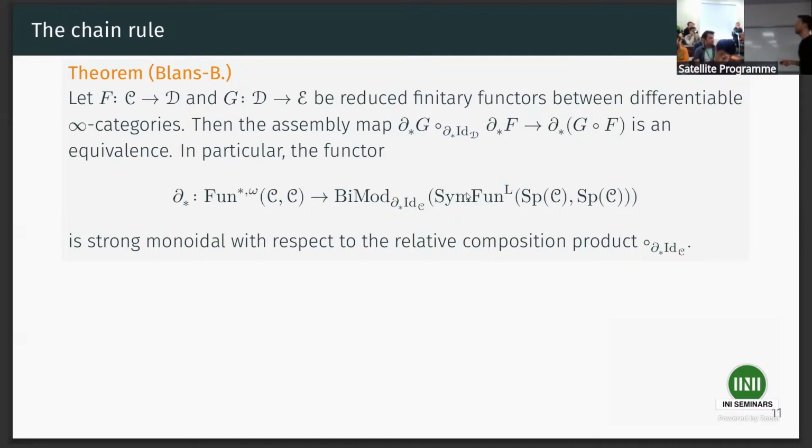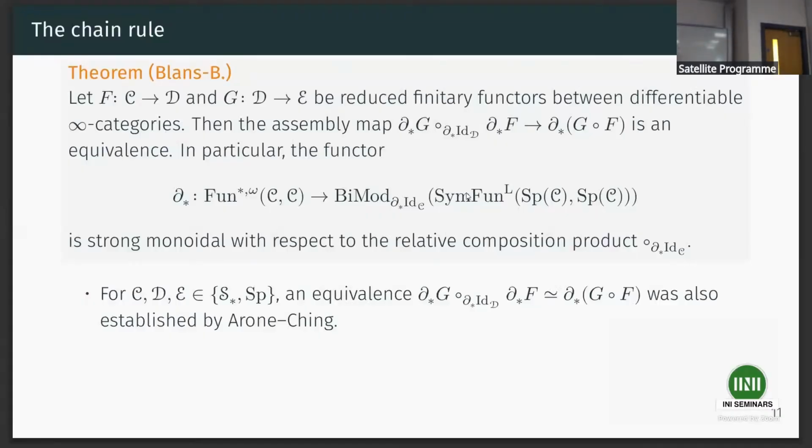And in particular, what this gives us, because we already have this Lex structure, we can lift the functor. If we look at endofunctors from some infinity category to itself, we can lift it to bimodules of the derivatives of the identity. And one way of rephrasing this chain rule is saying that when you do this lift, you get a strong-monoidal functor with respect to the relative composition product. So yeah, that's the result.